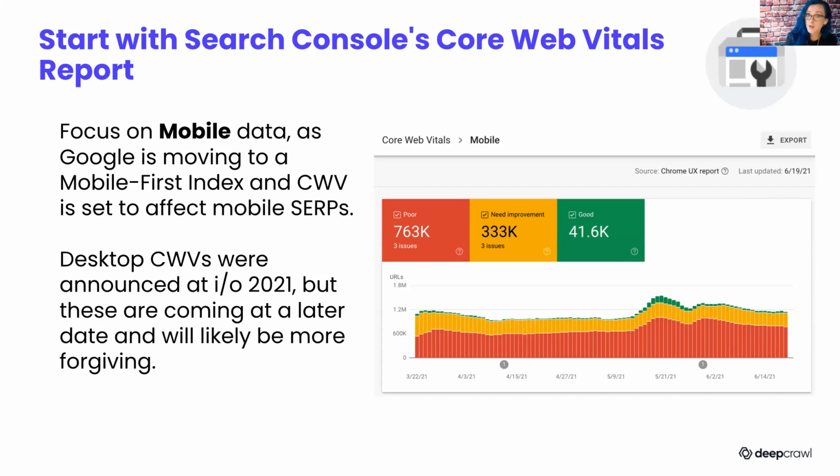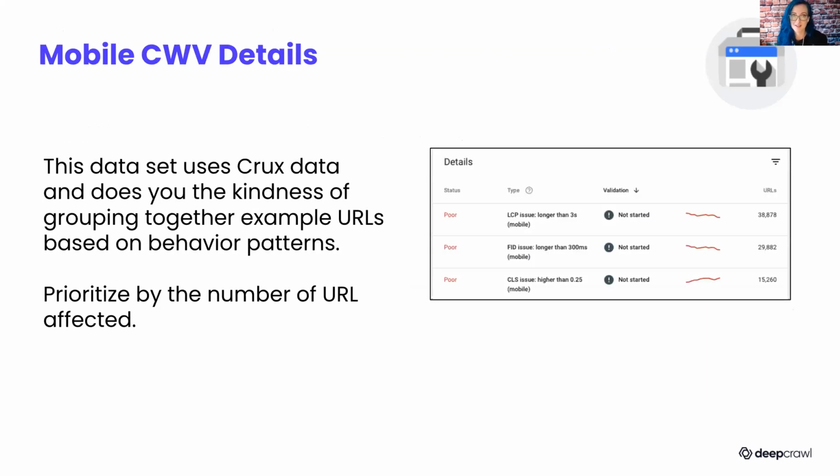Google announced at I/O that yes, we will see Core Web Vitals coming for desktop, but they are not out yet. And frankly, they're going to be more forgiving. So focus on mobile. And if you've got a site that's designed mobile first, you're actually going to make desktop better in the process. Once you've opened the mobile Core Web Vitals details, you can see that CrUX data is actually aggregated here.